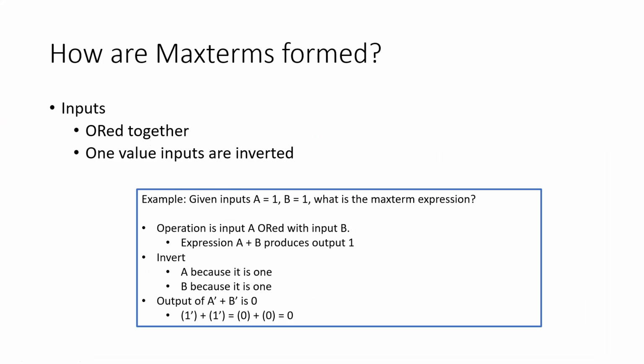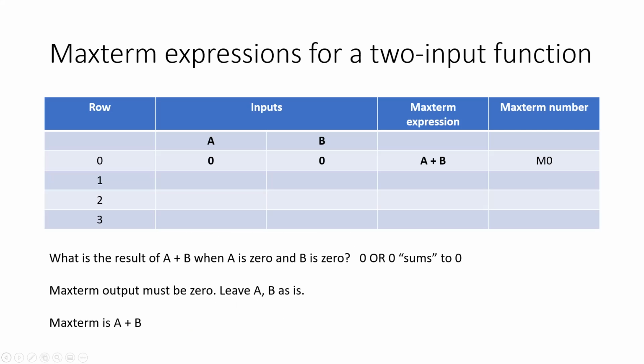If we're forming a max term, we want to be able to write the expression A ORed with B and produce an output of 0. In order to do that, we have to invert A and we have to invert B. And we write the max term expression as A naught ORed with B naught. If we invert 1, so 1 naught ORed with 1 naught becomes 0 ORed with 0, and that produces an output value of 0.